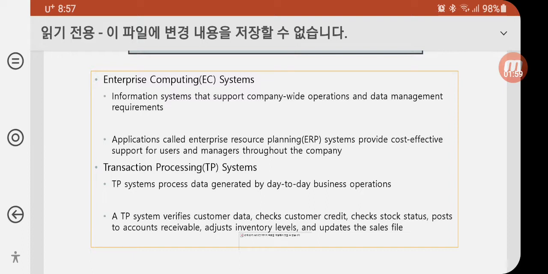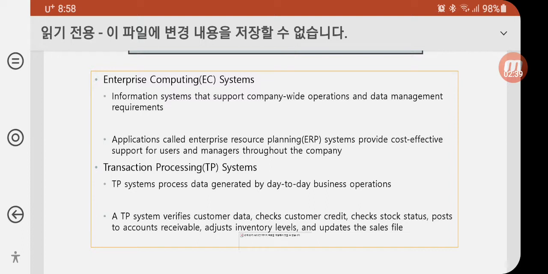Enterprise computing system, or EC system, is an information system that supports company-wide operations and data management requirements. For example, Walmart's inventory control system, Boeing's production control systems. Applications called enterprise resource planning systems provide cost-effective support for users and managers throughout the company.